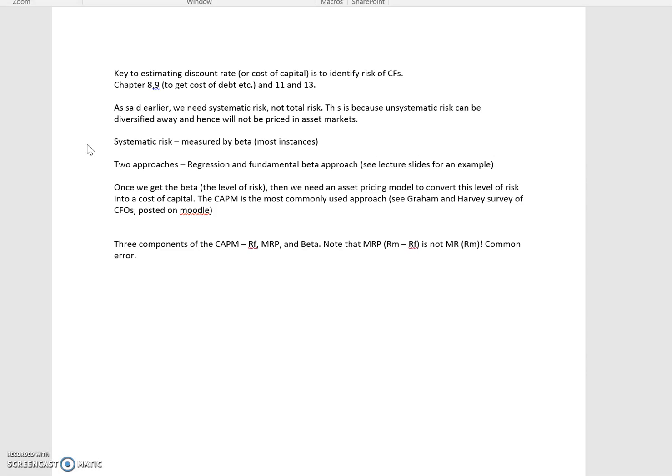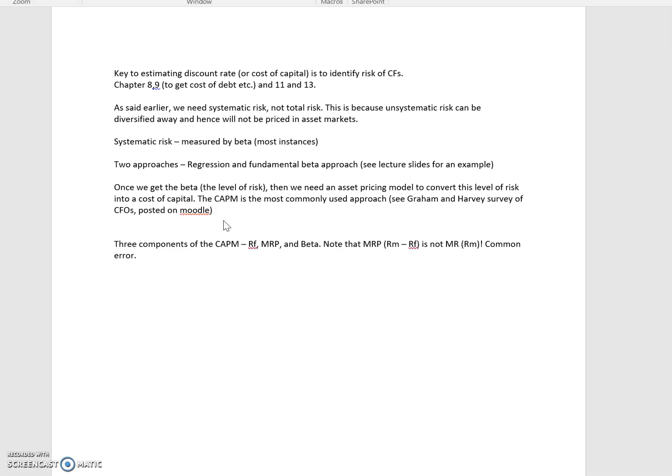And there are two approaches to estimating this beta. We can use the regression approach, or you can use the fundamental beta approach. You can use either of those two. And the lecture slides basically go through several examples of how you can do this. The textbook also has a good explanation. And then once we get the beta, that's the level of risk, then we'll use the capital asset pricing model, or the CAPM, to convert this level of risk into a cost of capital.